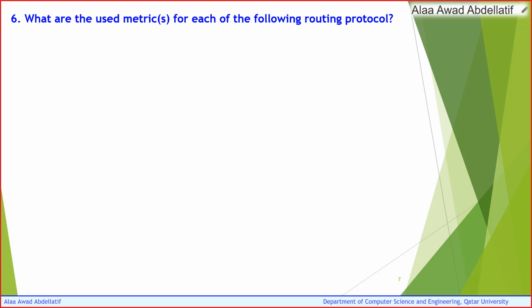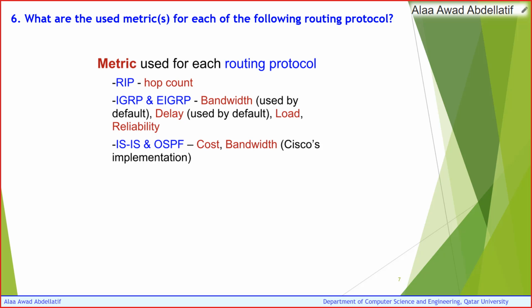Another question: what are the metrics used by each of the following routing protocols? We studied different routing protocols. Each routing protocol uses a different metric to identify the best path, or to build a routing table with the shortest path. So you should know each protocol and which metric is used in it. For example, the RIP protocol uses hop count as a metric. So it selects the shortest path as a function of the hop count, so the path with the minimum number of hops.